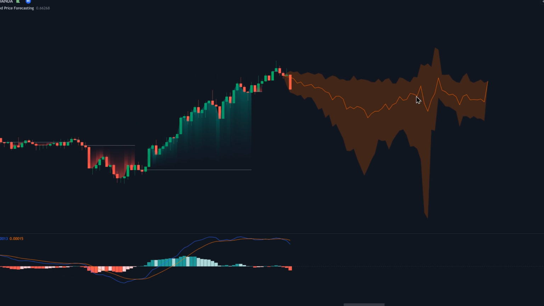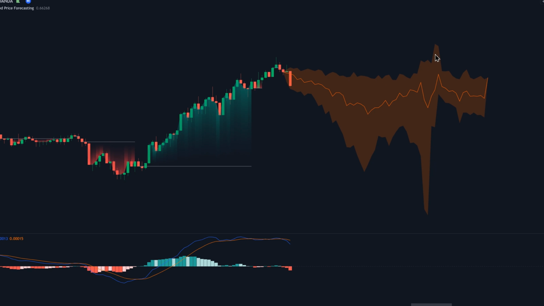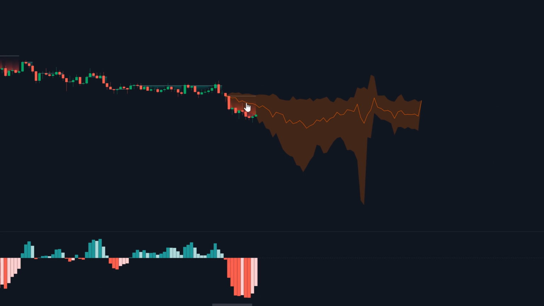It presents a forecasting area that shows potential future price movements. This area has an upper extremity marking the highest predicted price point and a lower extremity for the lowest price. Central to this forecasting area is a line representing the average of the prediction, indicating zones where there is a heightened probability of the price reaching. So this is how this indicator actually works.